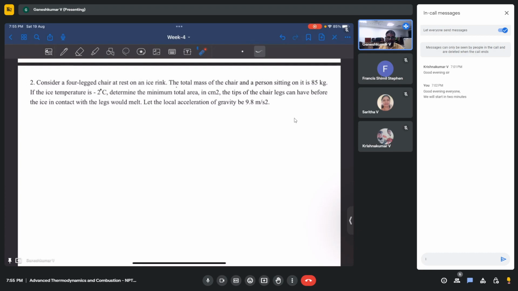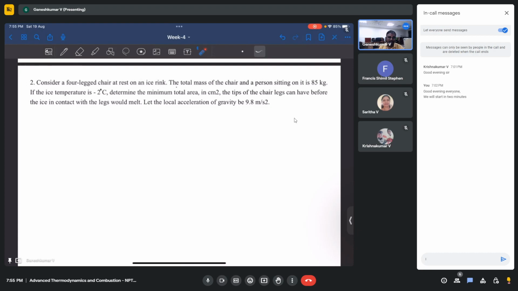So basically it is telling that the pressure exerted by the chair should be less than the saturation pressure of the ice at that temperature. Because of the chair present, there is a temperature change of minus 2 degrees Celsius. Initially it would be 0 degrees Celsius, right? And because of the pressure exerted, there is a temperature change to minus 2 degrees Celsius, and because of that the saturation pressure would change.